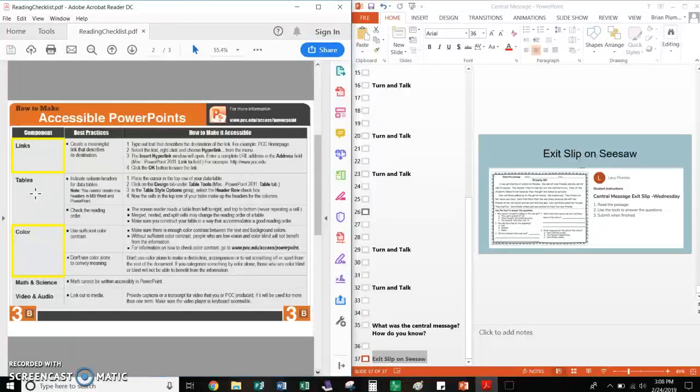And then color, I feel like I did use a good color for contrast, where it was just a blank color and then the black text. So it just kind of helped you visually be able to see it. There wasn't anything that was really distracting or taking away from that. And then the math and science, the video and audio. In my Seesaw, there was the audio when they would log into the exit slip, like I said, but in the PowerPoint itself, that's something that was, I guess, lacking.